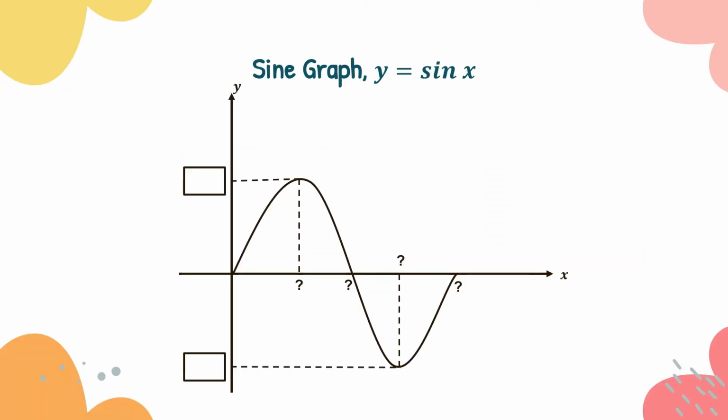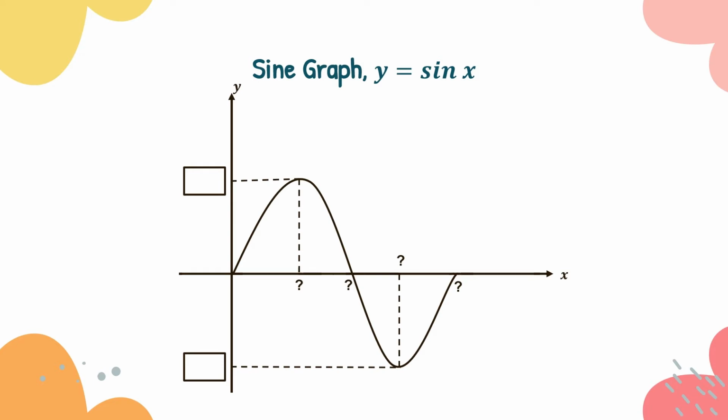The result is that this is the sine graph, y is equal to sine x, in which the shape is like a wave. The second thing is that we have to know the x-intercepts and y-intercepts of the graph.